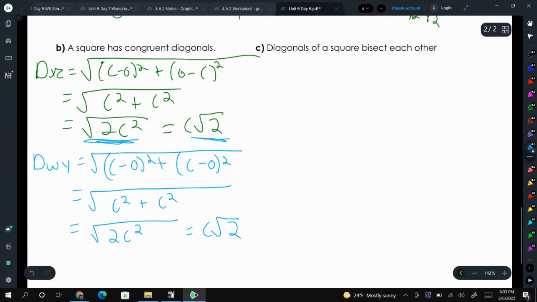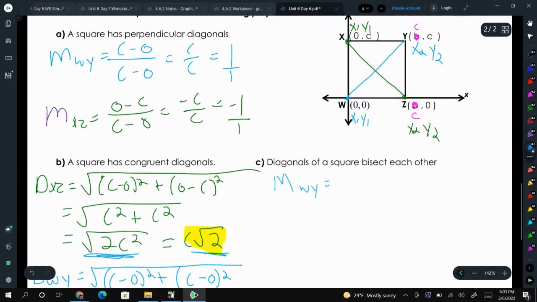And the last thing we have to show, let me highlight those things. These two are congruent. So the last thing we have to show is that the diagonals bisect each other. So we're going to do the midpoint. So the midpoint of WY: we add the two x's, so c plus 0 over 2, comma, we're adding the two y's, c plus 0 over 2, which is going to be c over 2, comma, c over 2.